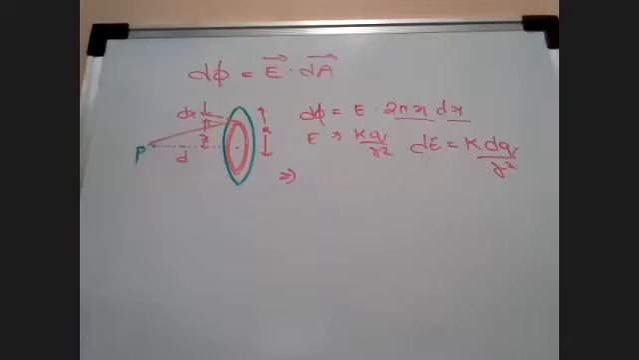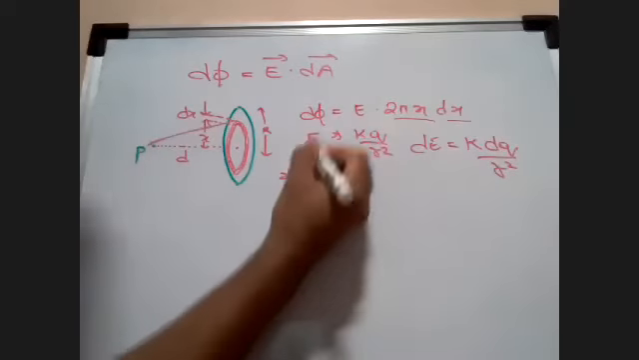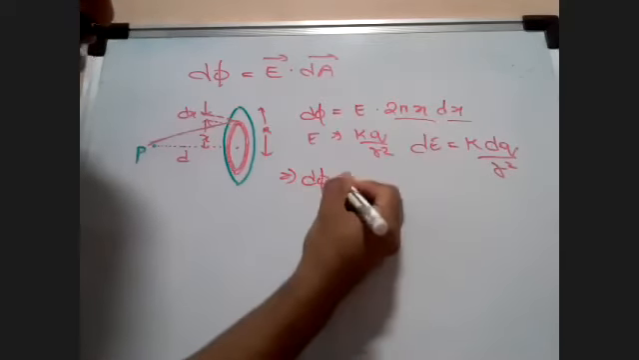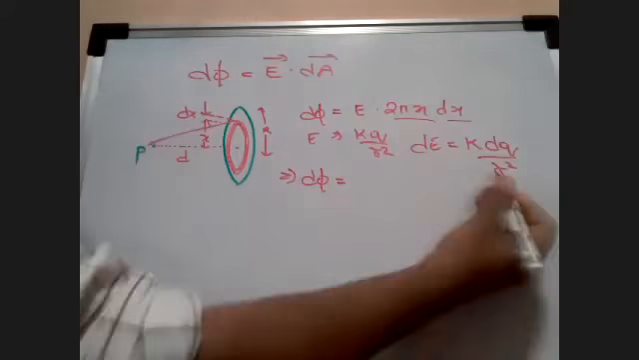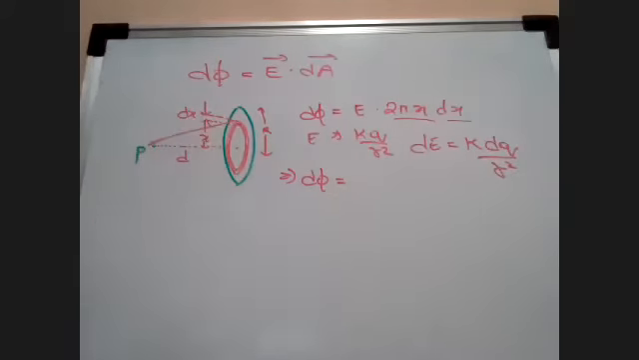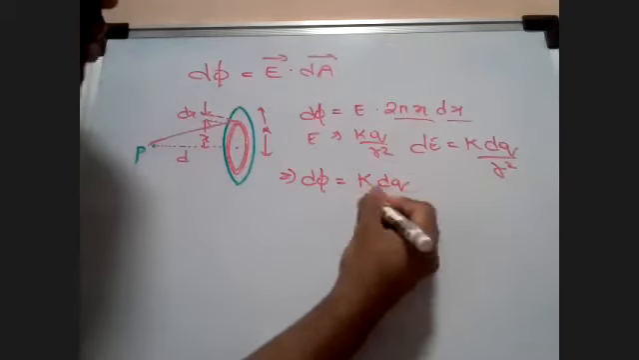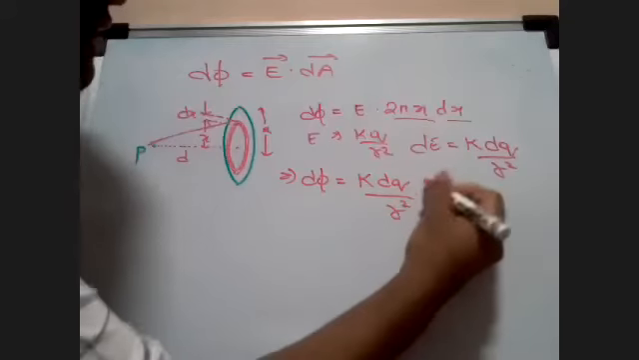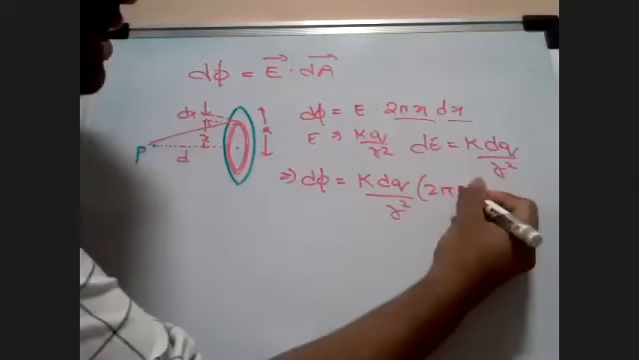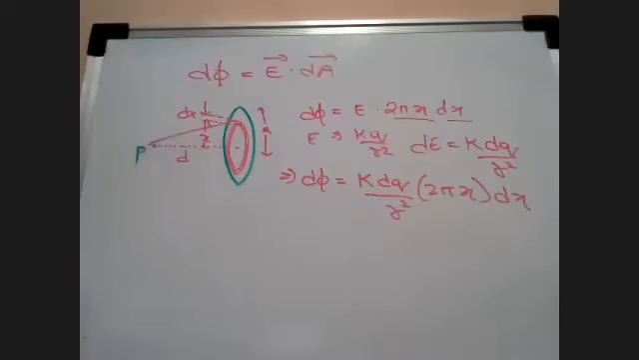So dE is equal to k dq upon r square. If we put that in terms of dφ, what is E? k dq upon r square. Why k dq upon r square? Because we are taking a small ring element. So I'll write that dφ is k dq upon r square into 2πx dx. Am I right? You understood this?